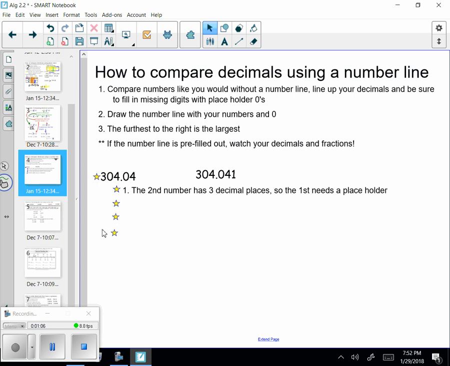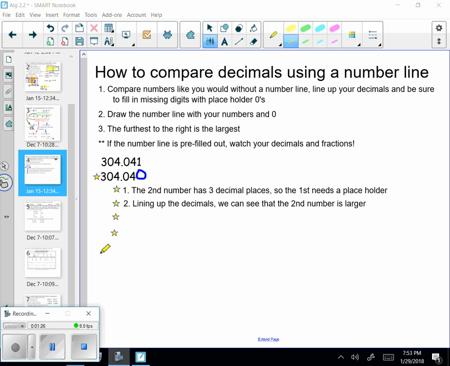Looking at these, the second number has 3 decimal places and the first only has 2. So we need a placeholder on our first number. Next, we need to line up the decimals and we can see that the second number is going to be larger. We can tell by going place value by place value.